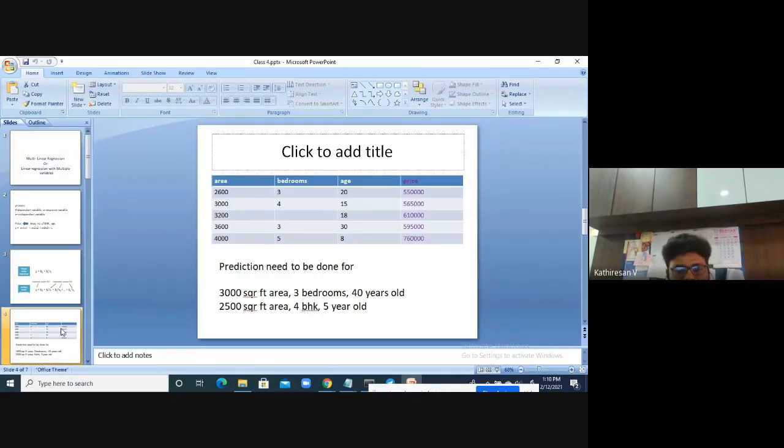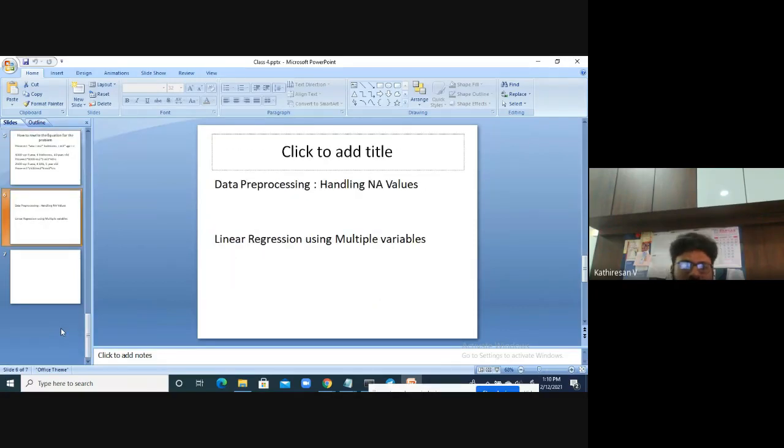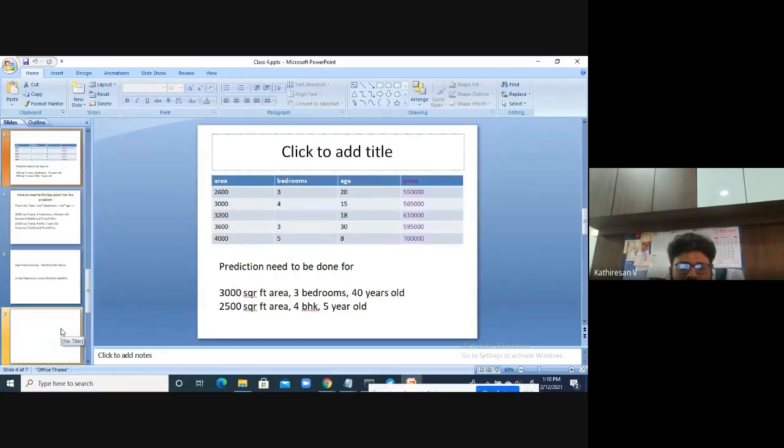Here I would like to give data to you. We are going to perform the exercise based on that data, and this data only we are going to deal with. This data has area, which is one attribute containing the square feet values 2600, 3000, 3200, 3600, 4000, like this.